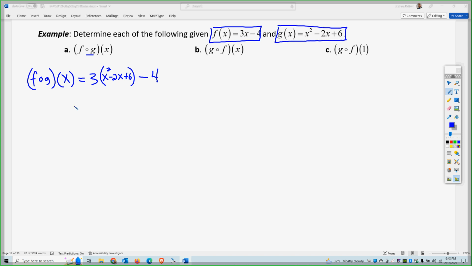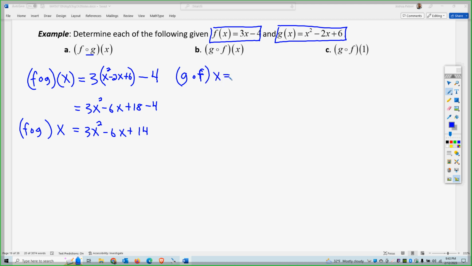Okay, so if I simplify here, I get 3x squared minus 6x plus 18 minus 4, or thus 3x squared minus 6x plus 14. So that's f of g of x, okay? Versus the other way, g of f of x.